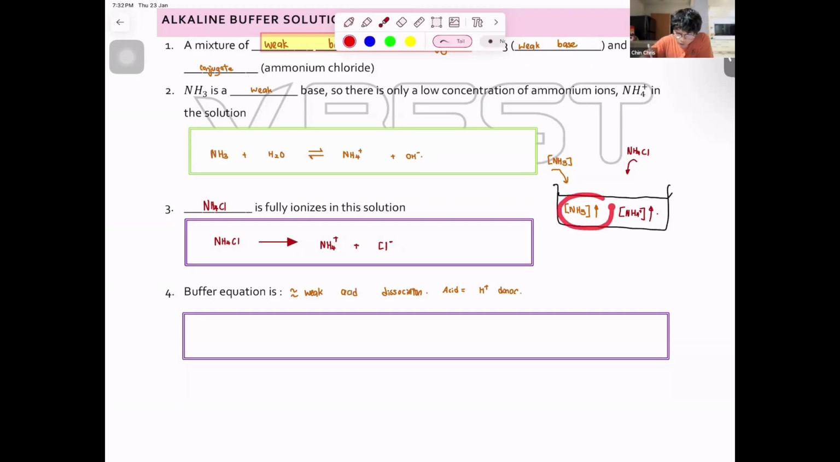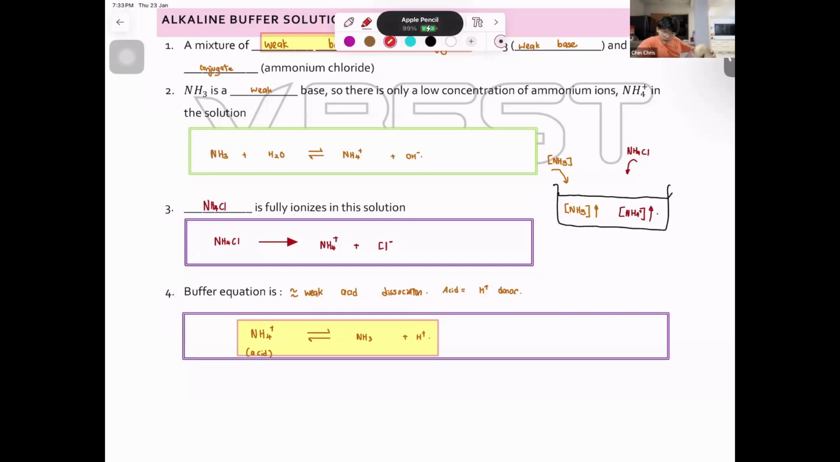So let's look at your ions. Which one is acting as an acid? This is an acid, because it is a proton donor. So I can say that NH4 plus is your acid, correct? And donating a proton, it turns into NH3 plus H plus. Okay, that is your buffer equation now, guys. Please write it down. Thank you very much.